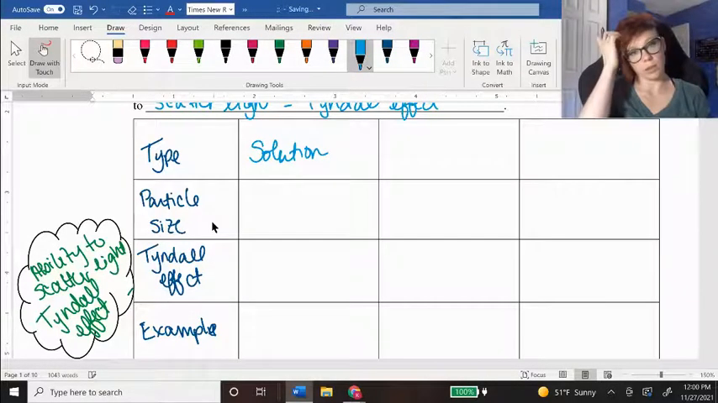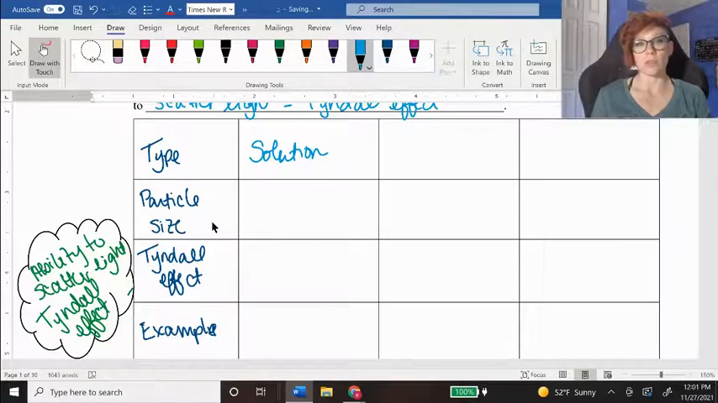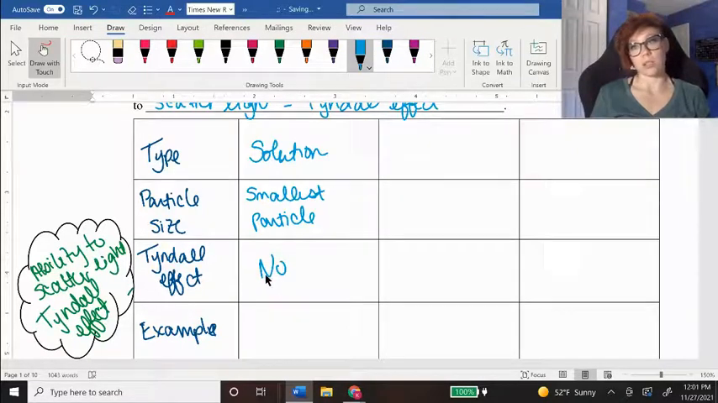The first one that we're going to talk about is a solution, which we have talked about before. Remember, a solution is a homogeneous mixture. The particle size of a solution is very small. These do not scatter light, so there's no scattering of the light in a solution. An example of a solution would be salt water or tap water.